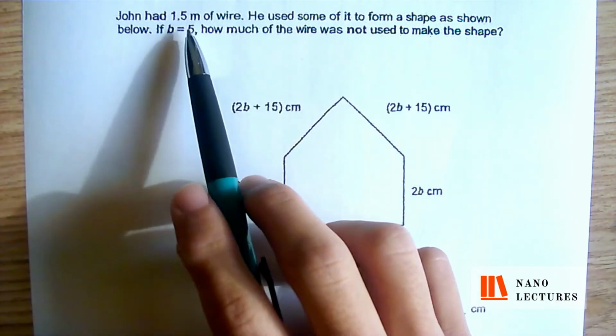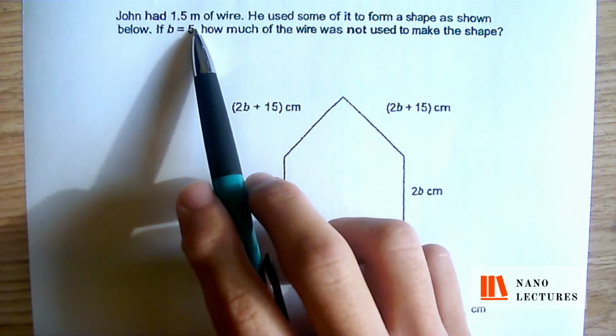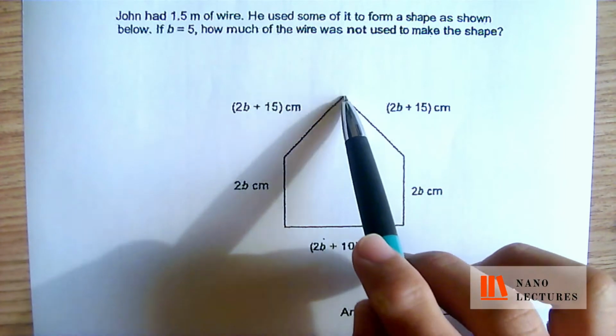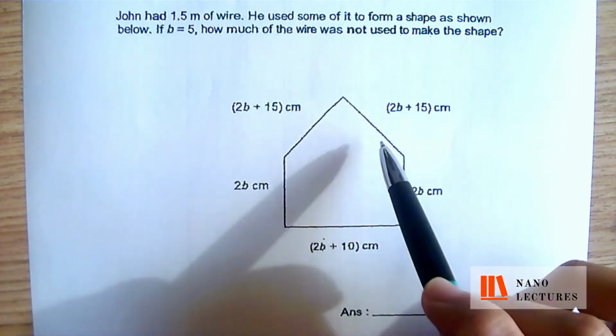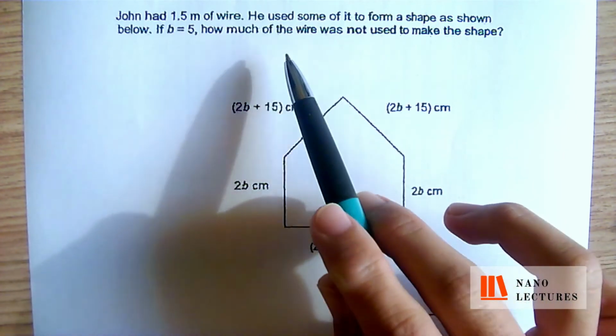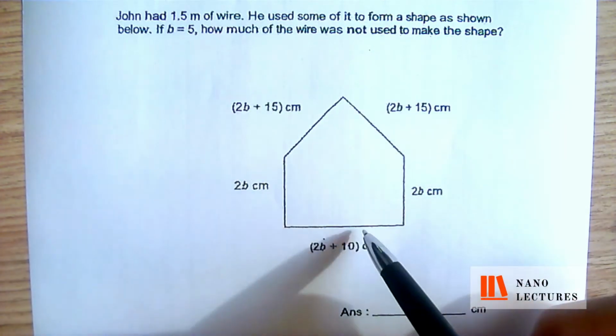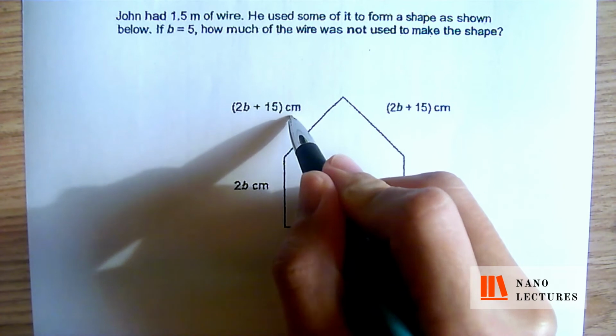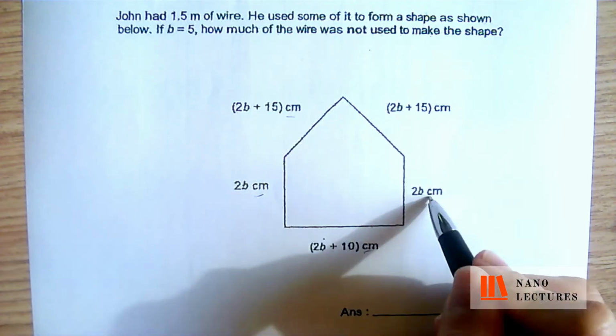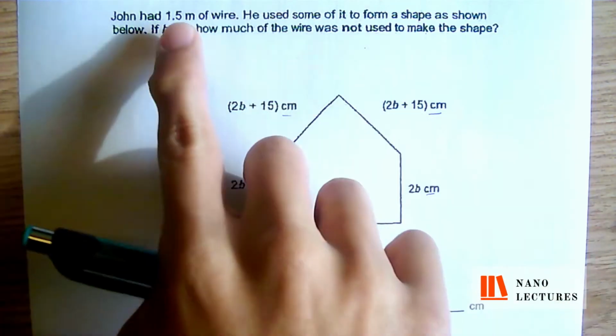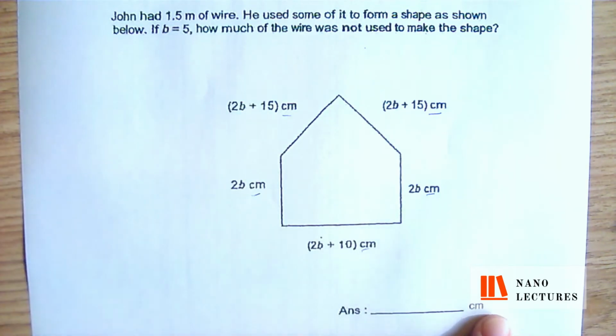Okay, so we know that in total he had 1.5 meter of wire and he used some of it to form this shape. And then the question is asking for how much of the wire was not used. So we have to add all this up together, and do you realize that they're all in cm? Which means that we have to convert this to cm first because the answer is in cm.